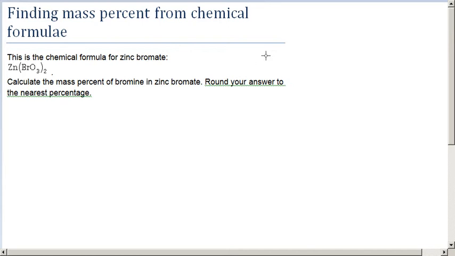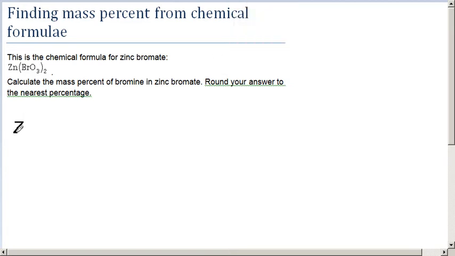Sure. Okay, so we need to find, for this kind of problem from Alex, the percent composition by mass for every element that's in that formula. So this is zinc bromate, and let's figure out how many of each element it has.